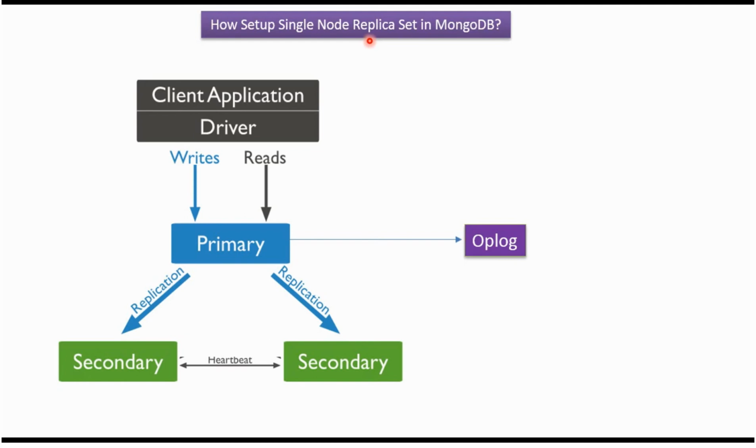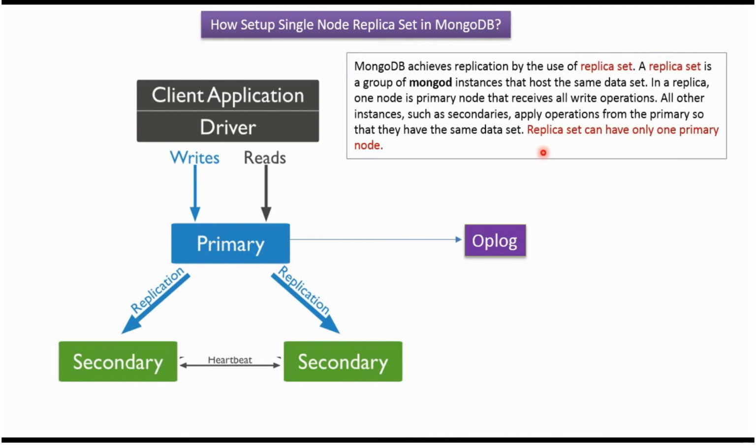In this video tutorial, I will explain how to set up a single node replica set in MongoDB. Here you can see the primary server and here you can see the two secondary servers. The primary server data is replicated to two secondary servers. The process of replicating data from the primary server to the secondary servers is called replication, and client applications always talk to the primary server for read and write operations.